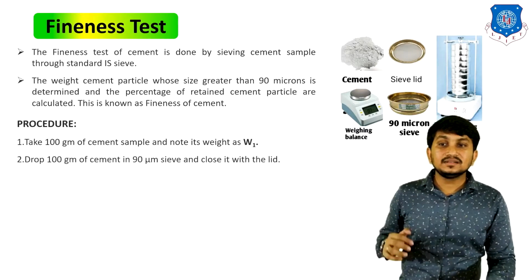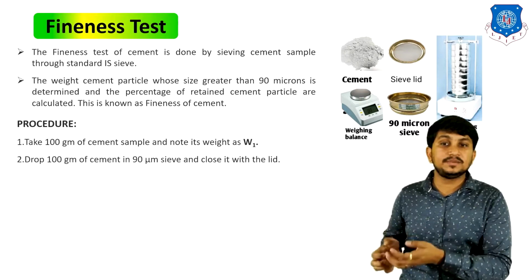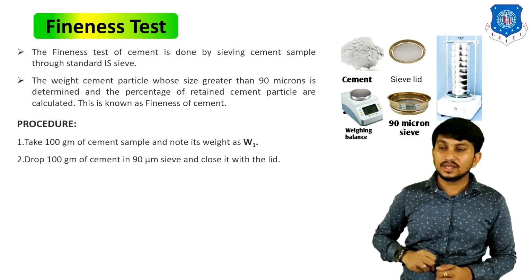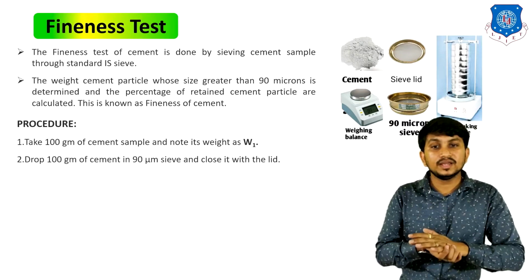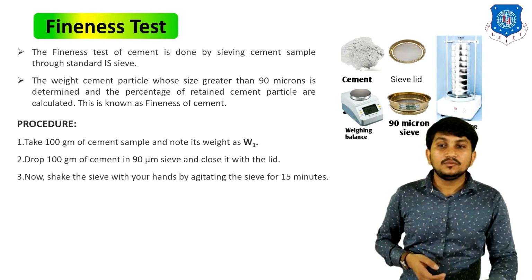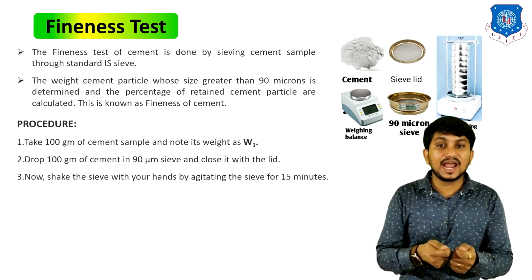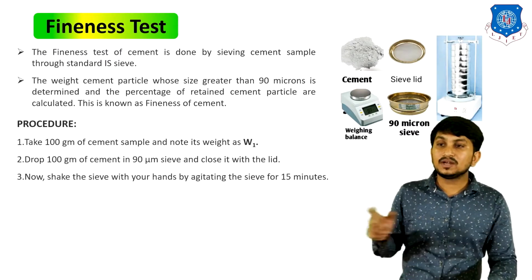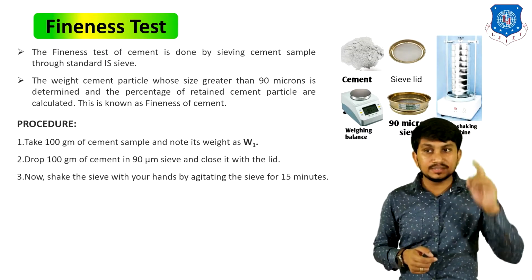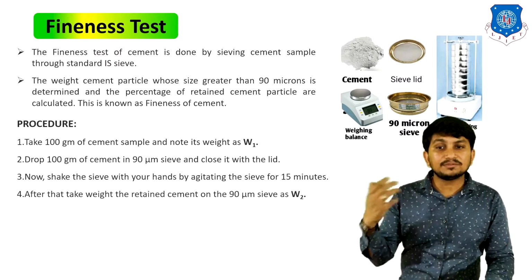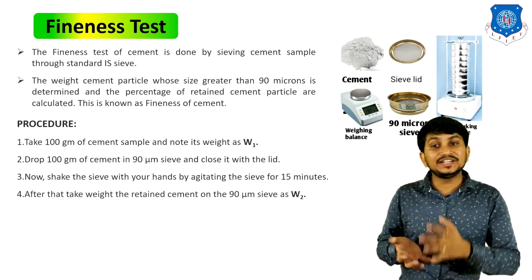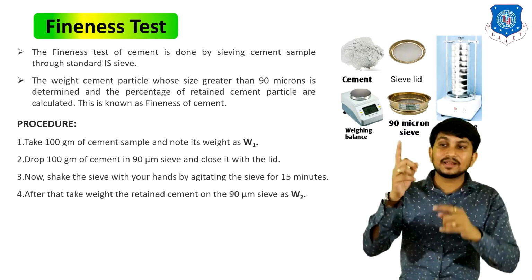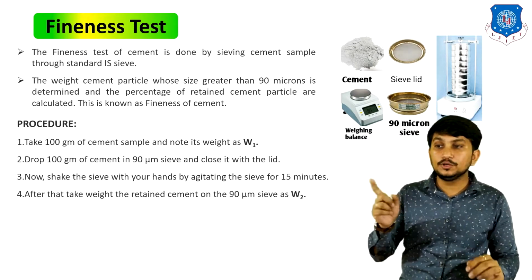Second, drop 100 grams of cement in the 90 micron sieve and close the lid. Then we have to shake the sieve with your hands by agitating it for 15 minutes. For that, a sieve shaking machine is used. After that, take the weight of the retained cement on this 90 micron sieve, which is W2.